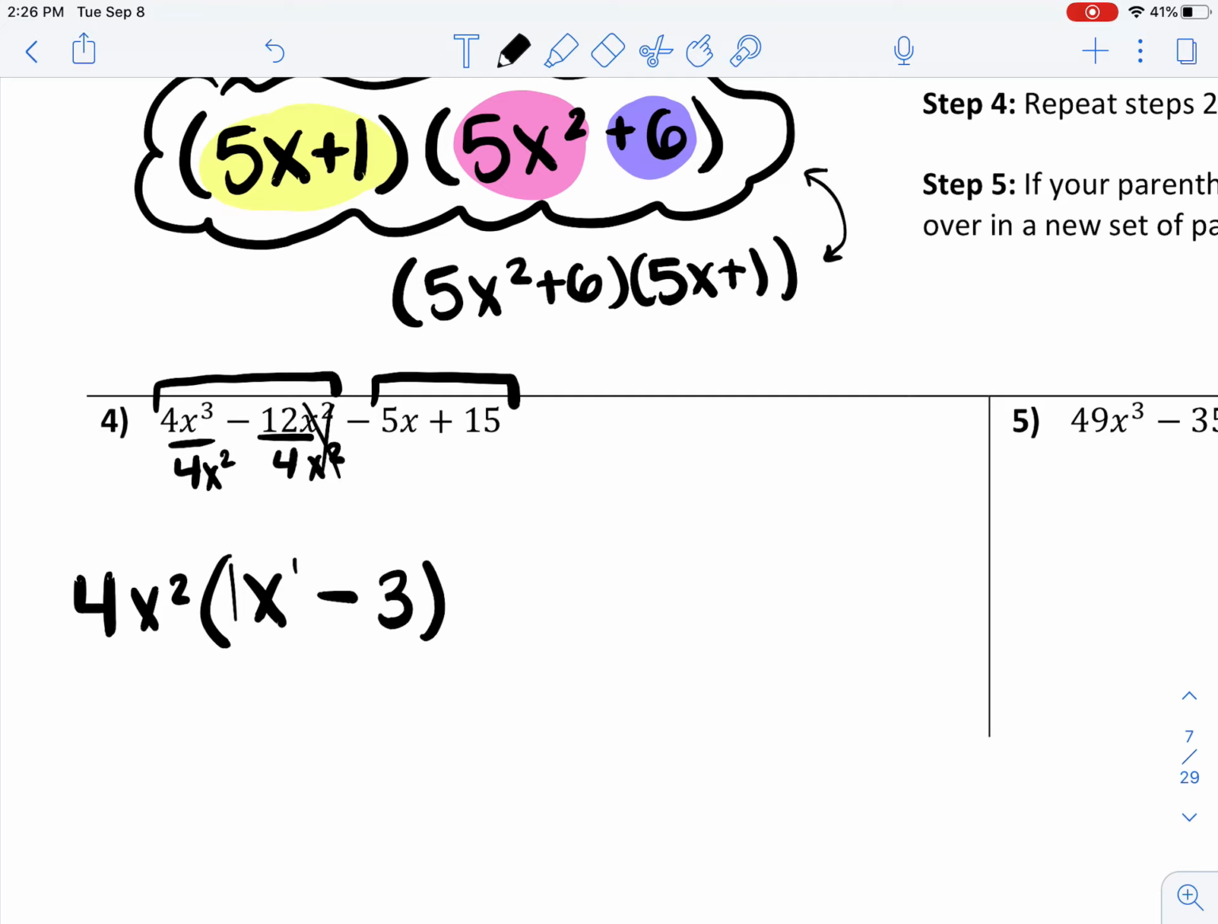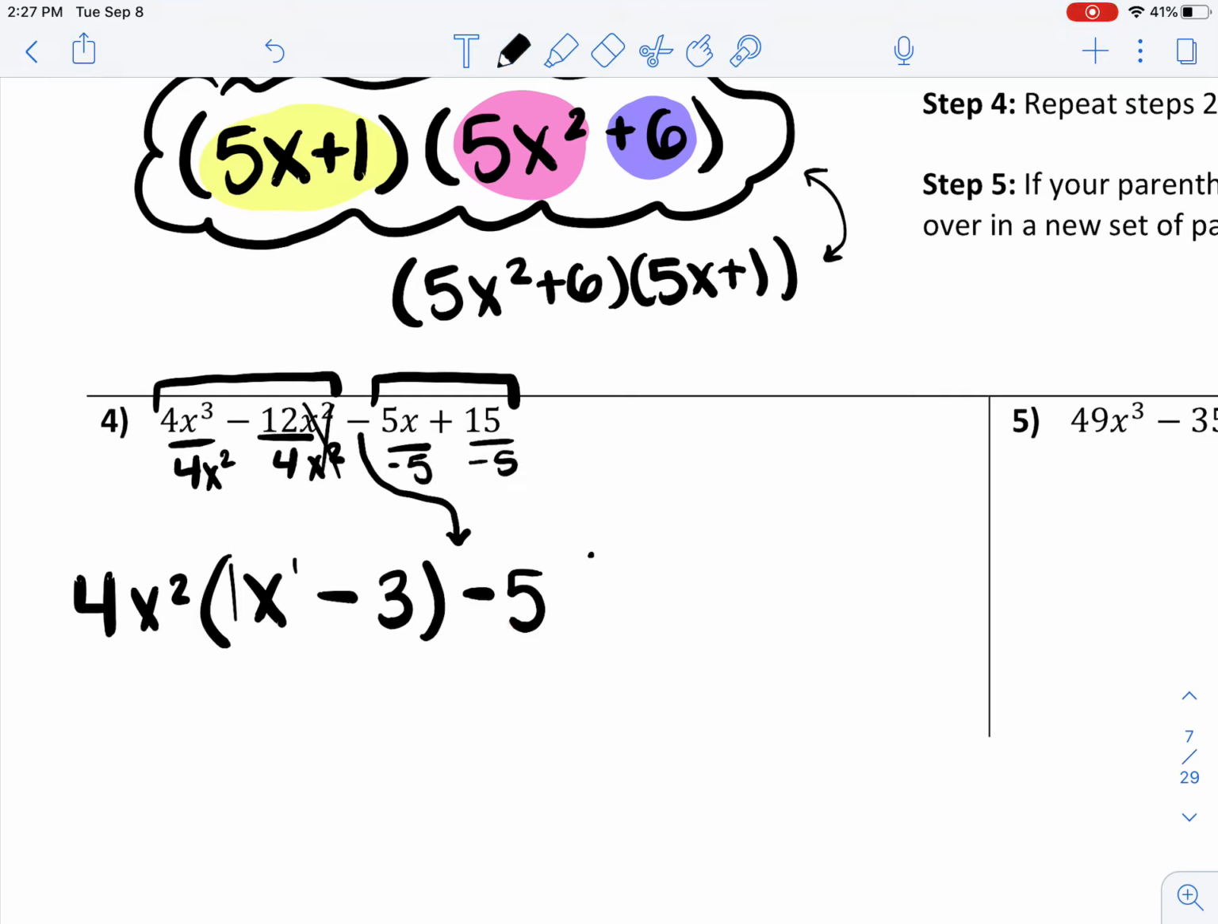Now I move on to group 2. Remember, you always have to bring the sign down. Whatever's in between the two groups, that sign gets brought down. So now I say, what's the biggest number that goes into 5 and 15? Well, that's a 5. And then I have to look at variables. Well, 15 doesn't have a variable, which means my GCF for group 2 doesn't have a variable either. So all I'm going to divide by is this negative 5. Because you brought that negative down, that makes this GCF a negative. So I have to divide by negative 5.